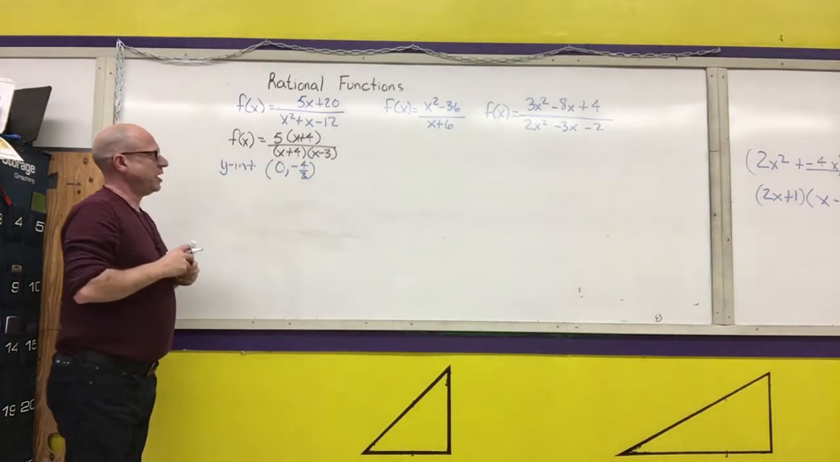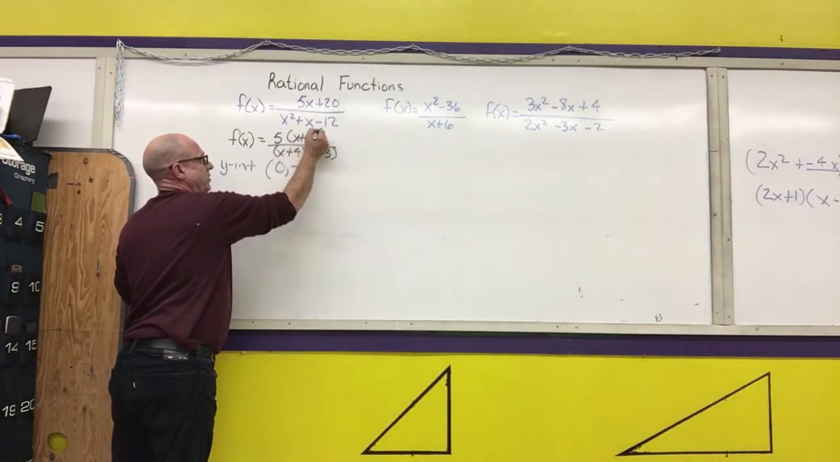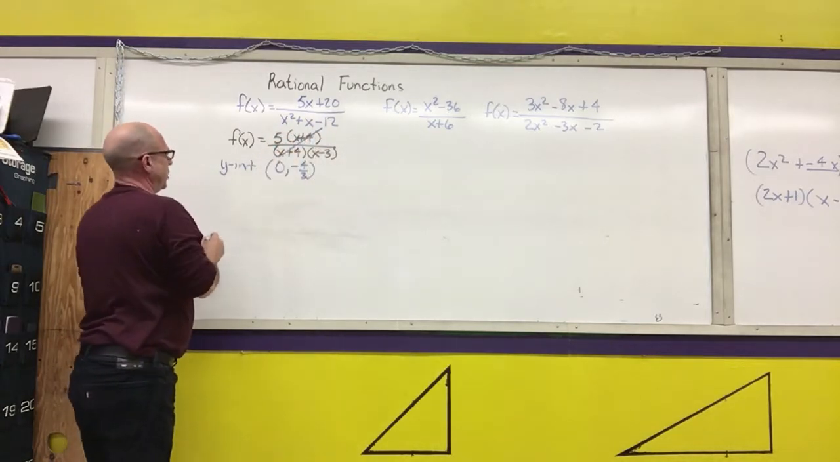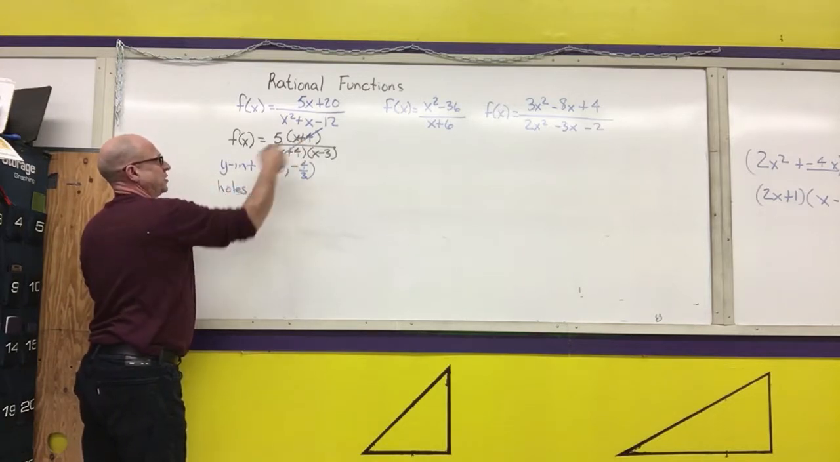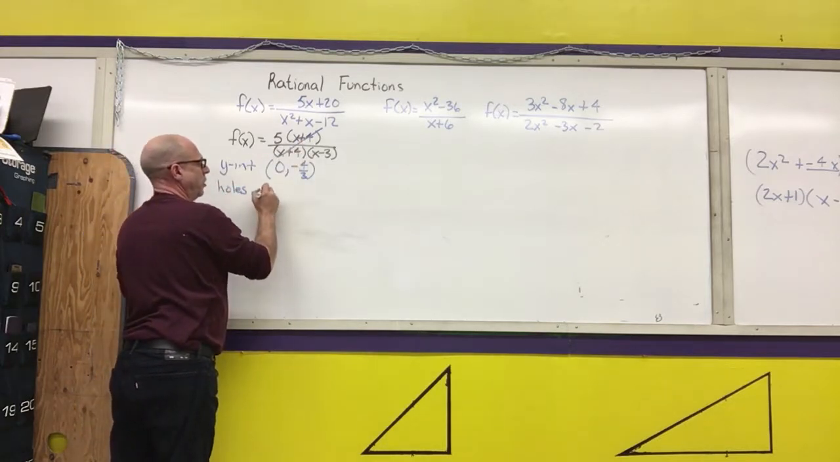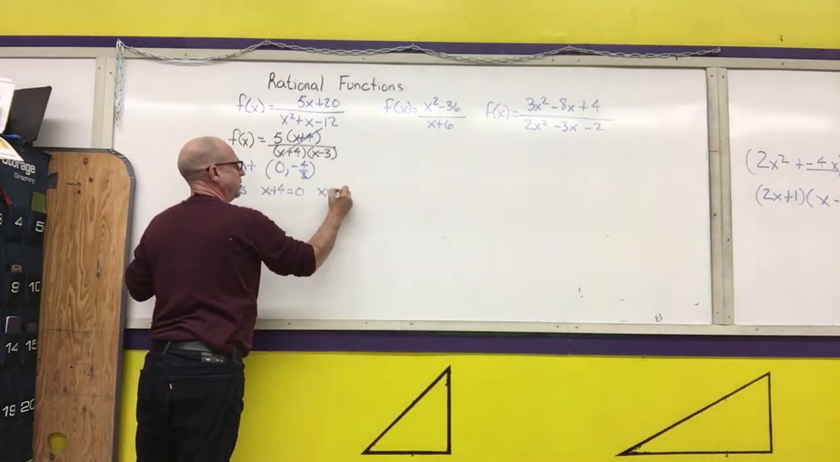Next thing I want to do is I want to simplify this. So I have possible holes in my graph when x plus 4 is equal to 0, or when x is equal to negative 4.